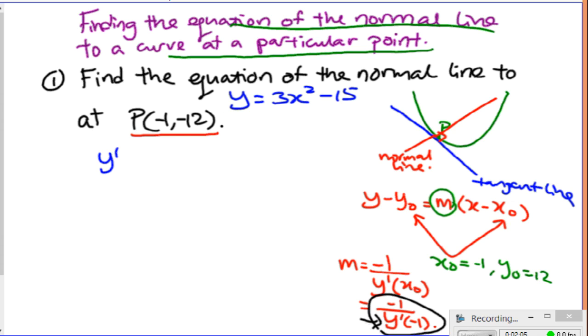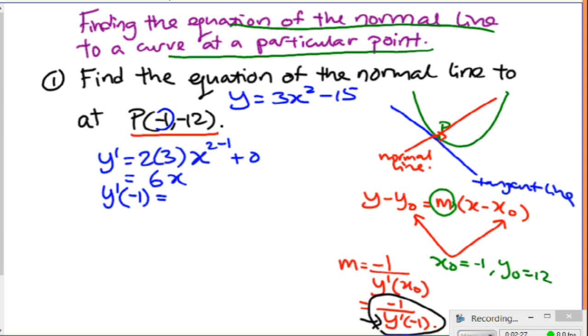y dash is just going to be doing the derivative term by term. The power comes down, the power is reduced by 1, and the derivative of a constant is going to be 0. So that's going to be 6 times x. And the derivative at x0 = -1: 6 times -1 is just going to be -6. But that is the gradient of my tangent line.